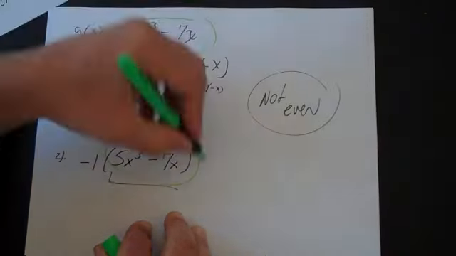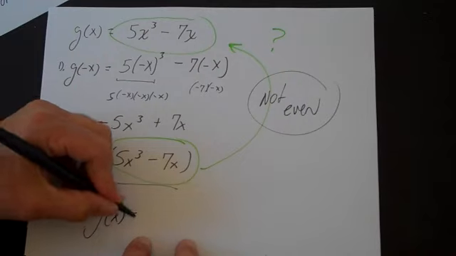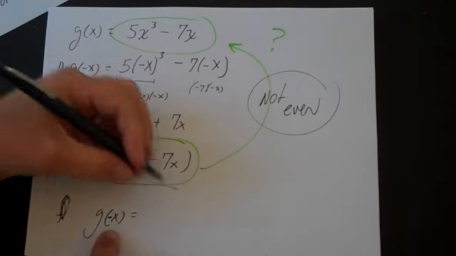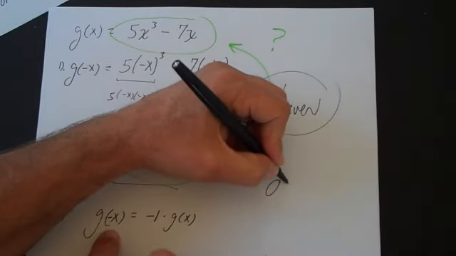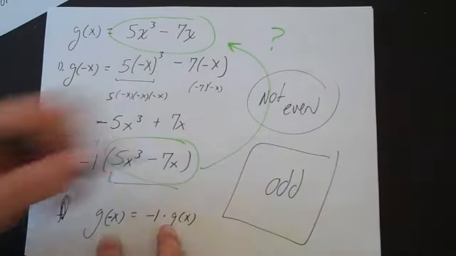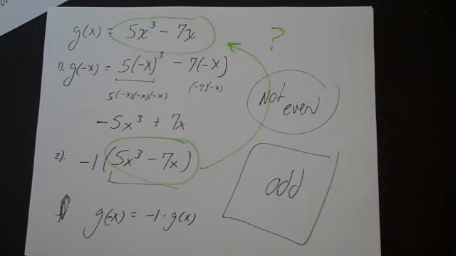So that means that in this case g of minus x is simply minus 1 times g of x, which means it's odd. And there's your answer. This is an odd function. And that's how you do even and odd functions.